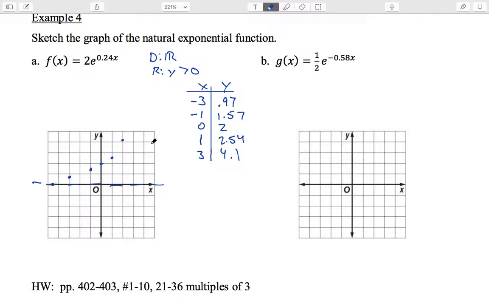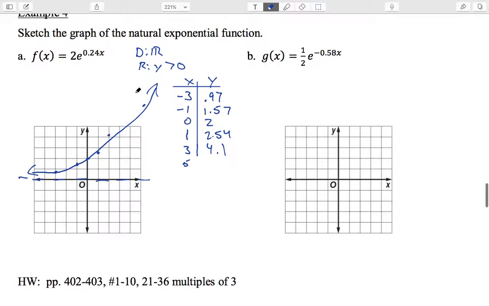I'm just going to see what 5 was just for fun. 6.6. It's really not going too fast. This is 1, 2, 3, 4, 5, 6.6. So it's heading that way. Oops, I didn't do a really good job there. But going like that. So it's not quite as fast of a rise there, because of that 0.24, it really slowed down our growth.